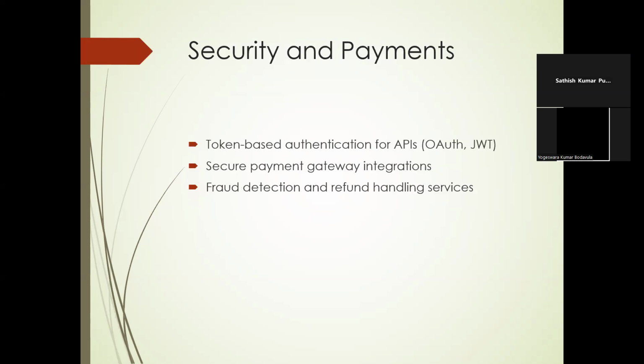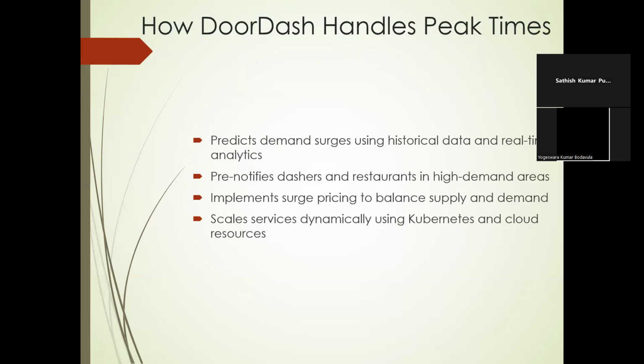And when we go for security and payments, it focuses on how DoorDash ensures secure transactions, which is critical for an app handling real-time orders and sensitive user data. DoorDash uses OAuth and JWT tokens for API security. And fraud detection and refund handling services are also great in DoorDash.